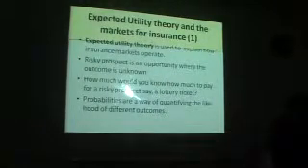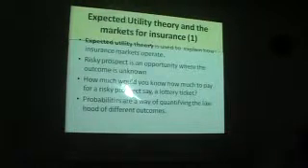So first, expected utility theory and the markets for insurance. This is section 2. Expected utility theory is used to explain how insurance markets operate. So expected utility theory helps us understand how the market for insurance works. A risky prospect is an opportunity where the outcome is unknown. How would you know how much to pay for a risky prospect, say a lottery ticket? Probabilities are a way of quantifying the likelihood of different outcomes.